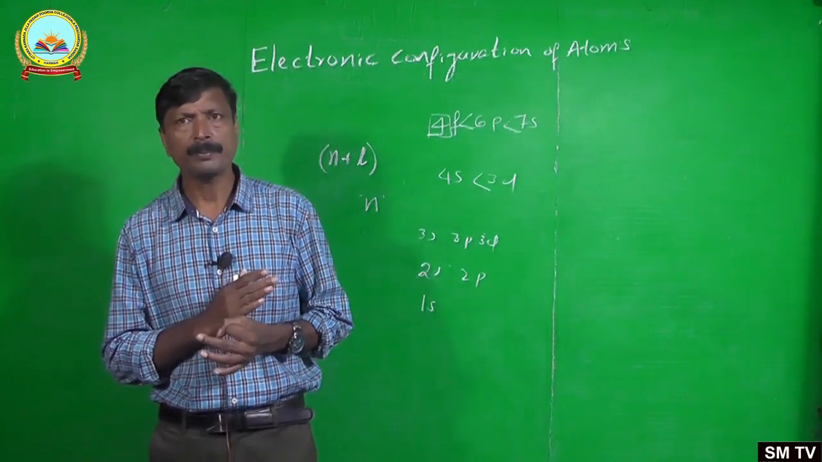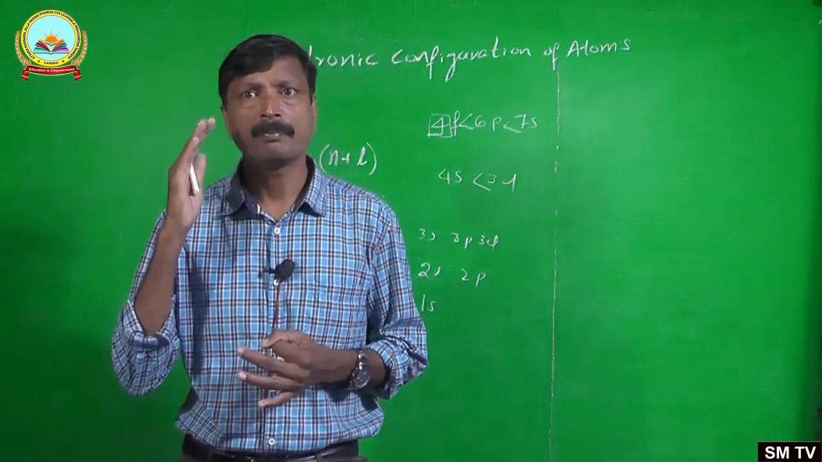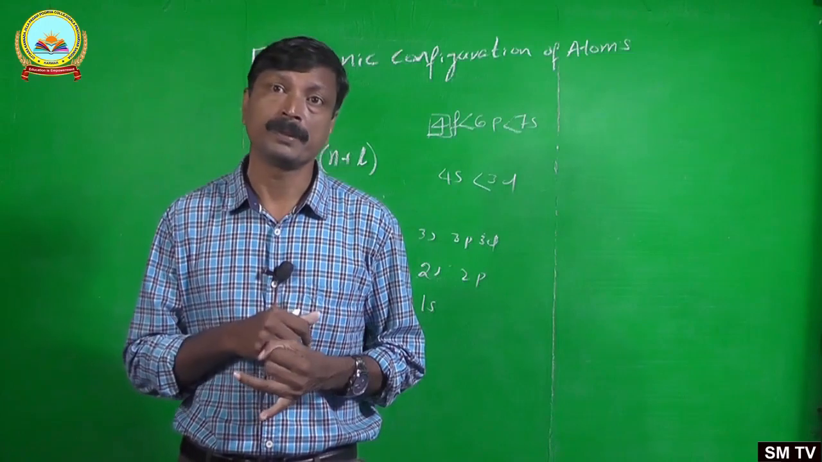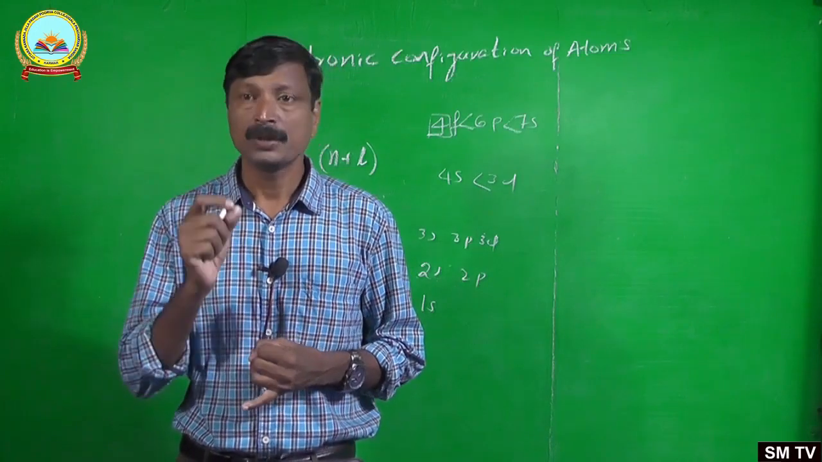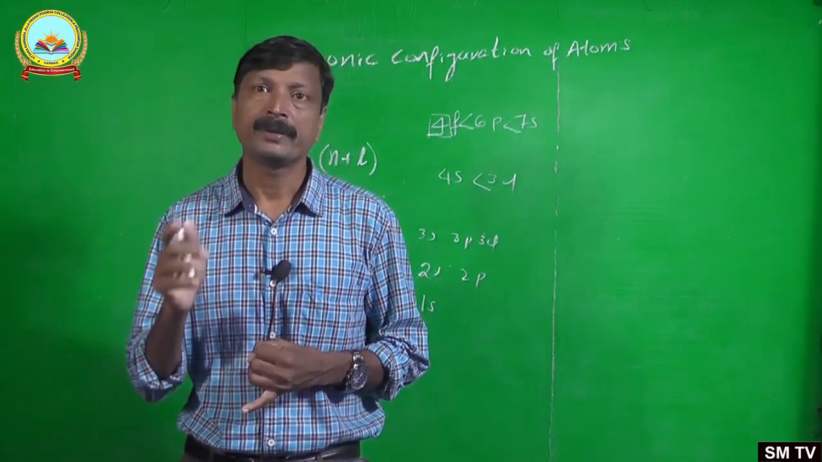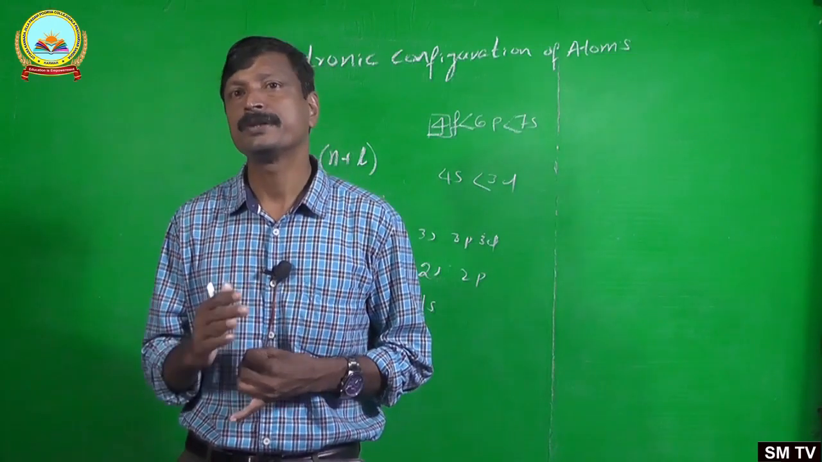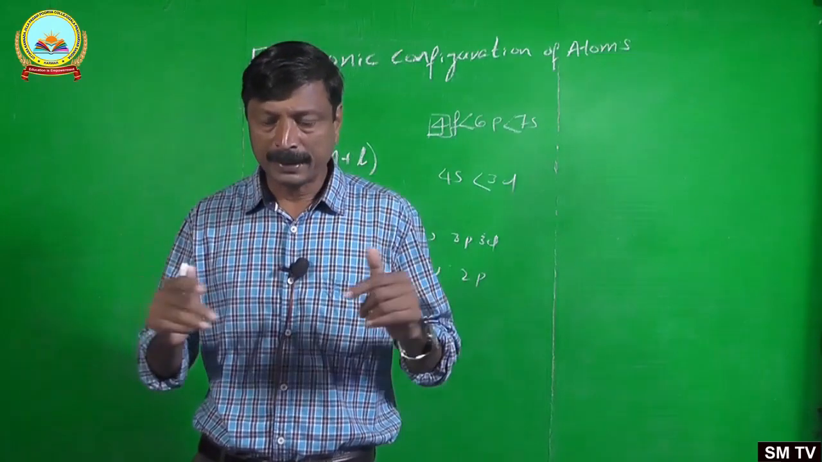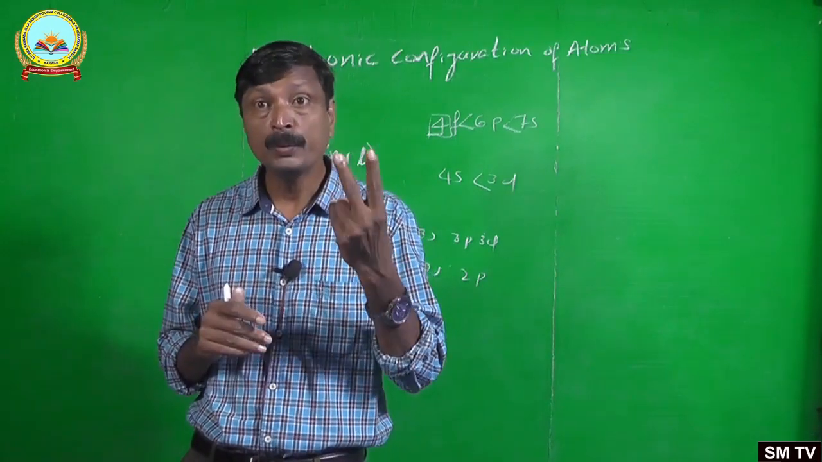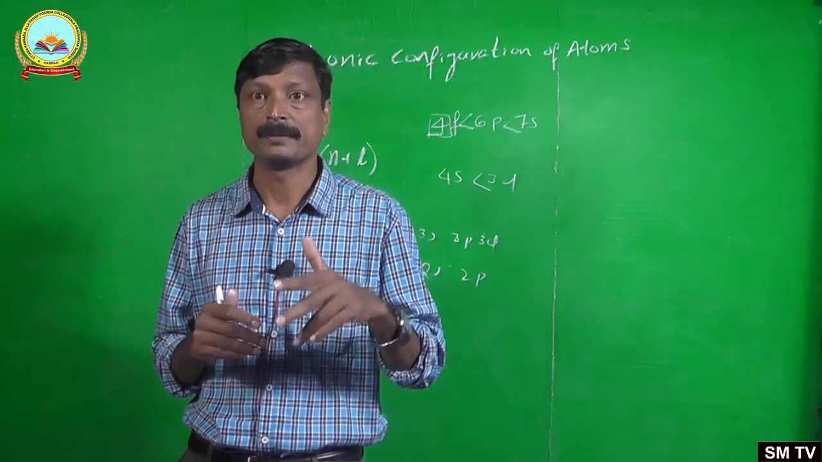After that, I discussed Pauli's exclusion principle. What it says is that no 2 electrons in an atom can have the same set of all 4 quantum numbers. According to this rule, an orbital can accommodate only 2 electrons of opposite spin.